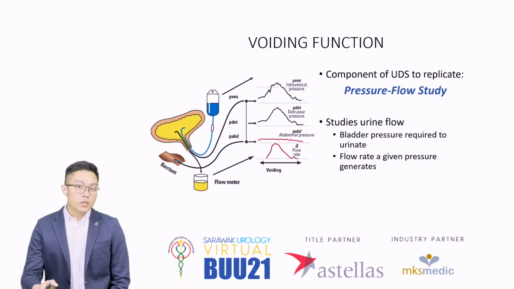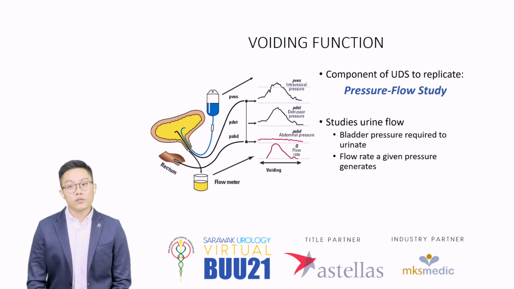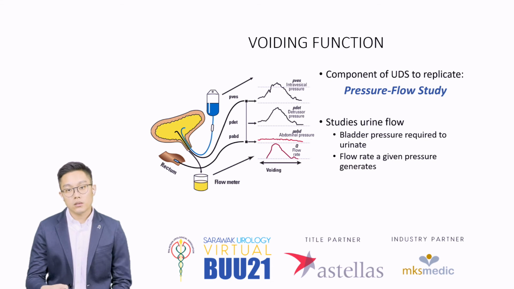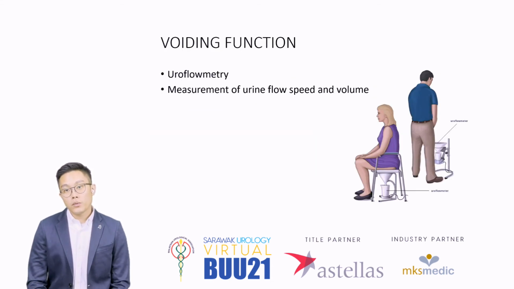The second part of urodynamics that we may want to know will be the voiding function. So we're trying to emulate the pressure flow study. A pressure flow study measures the bladder's pressure required to urinate and the flow rate when there's a certain pressure generated within the bladder. What we usually do in our urology clinic would be a uroflowmetry. It's a measurement of the urine flow speed and also the volume.